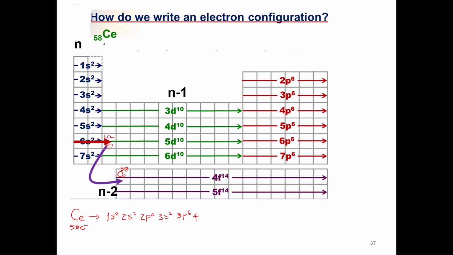4s2. And remember, here is no 4. We need to subtract: 4 minus 1 is 3. This is why we have here 3d10. Move to the right, 4p6. Move down, 5s2, 4d10.